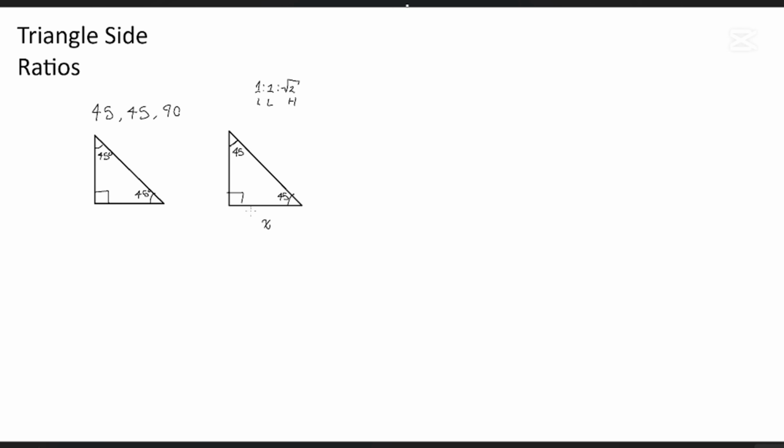Based off of that information, we can say that if this leg is x, then this leg must also be x. And if this is the hypotenuse, because these are the two legs and they're the same, it's going to be whatever the leg is times the square root of 2. And that is the ratio here. Like I mentioned earlier, the ratio, let me make it a bit neater. The ratio is a 1 to 1 to root 2 ratio. This is the ratio right here between all three sides. The first two are legs and the last one's the hypotenuse.